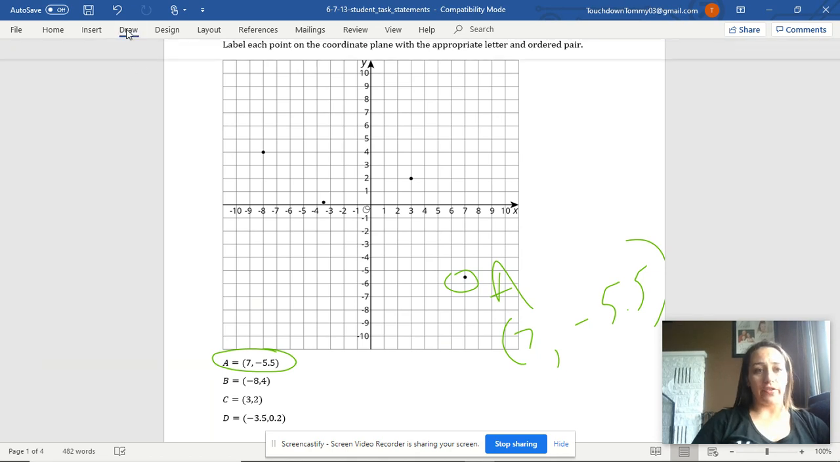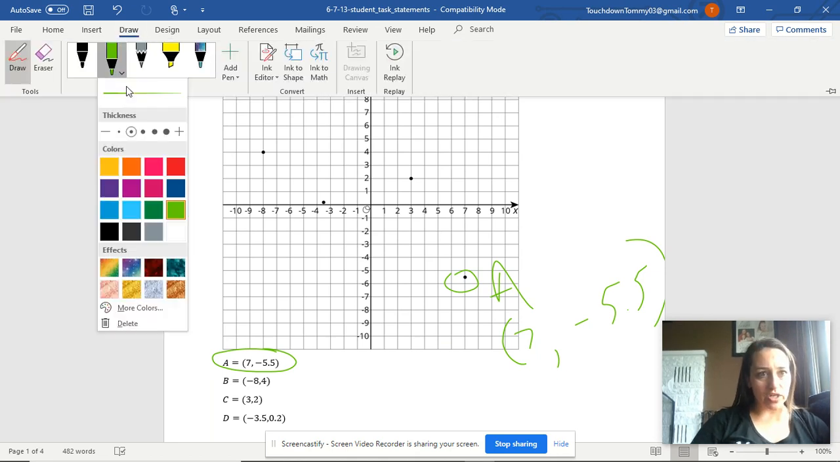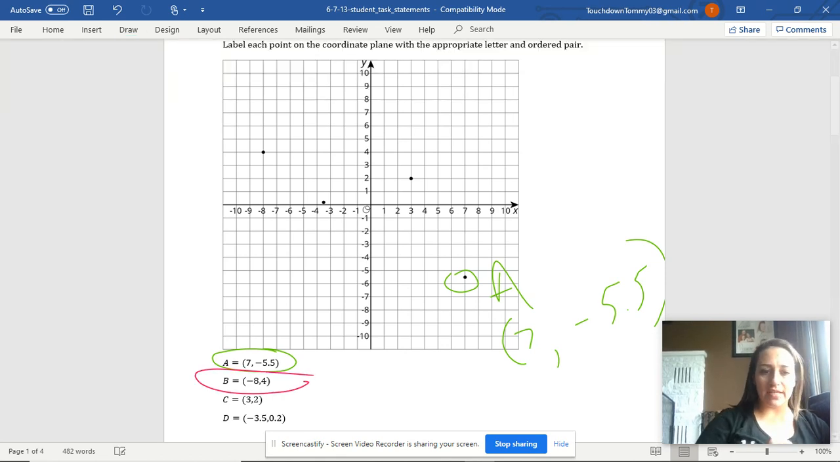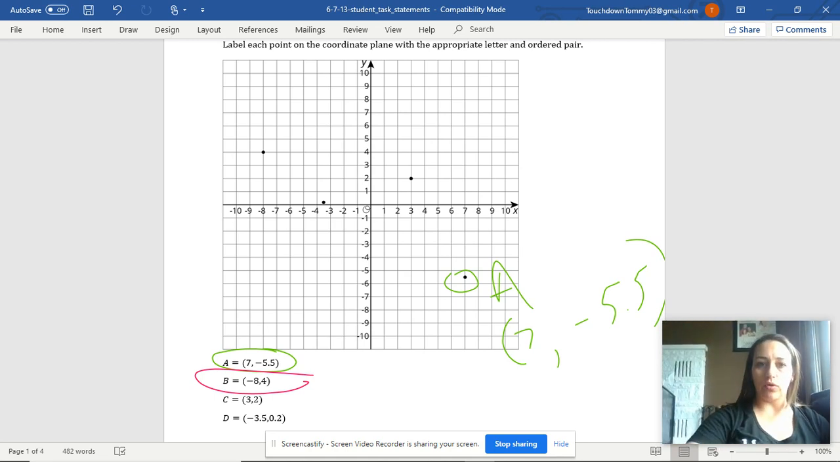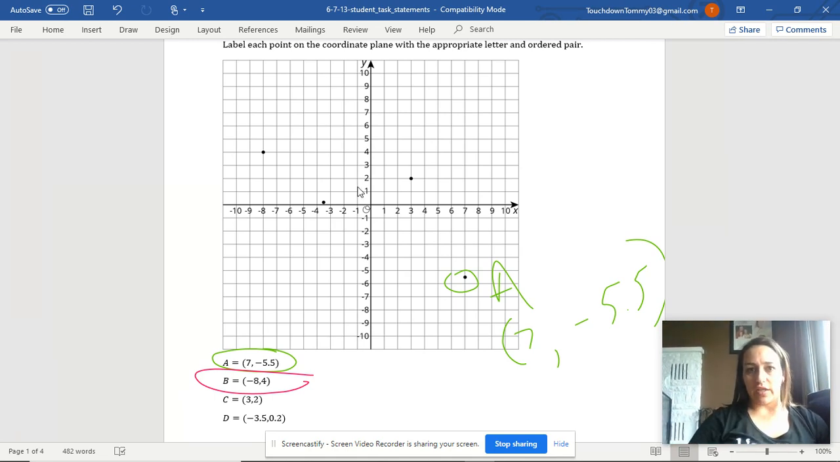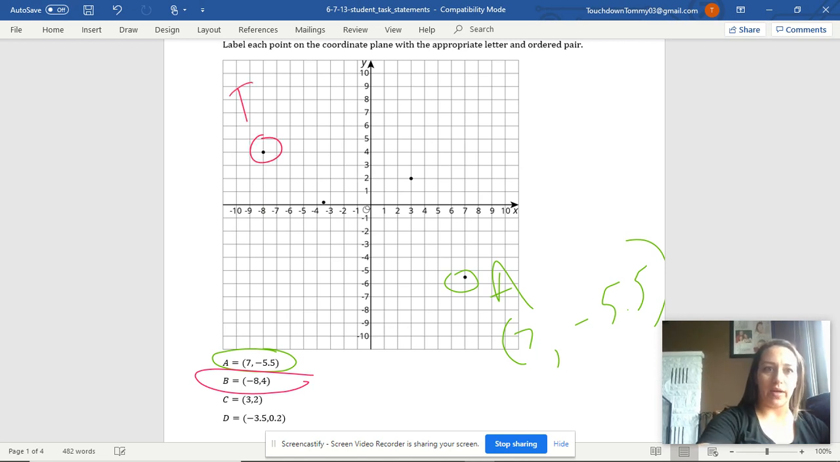Then we've got another one that we're going to use. So I'm going to switch colors here to try and keep it easy to follow. So point B is going to be located at negative 8, 4. Negative 8 is the horizontal coordinate, so I'm going to start at the origin and go back to negative 8. And then positive 4 is our second one. So I'm going to go up in the positive direction 4. So right here would be point B located at negative 8, comma 4.